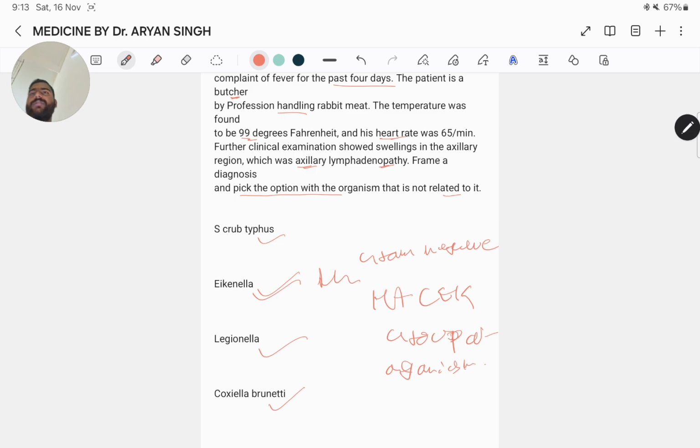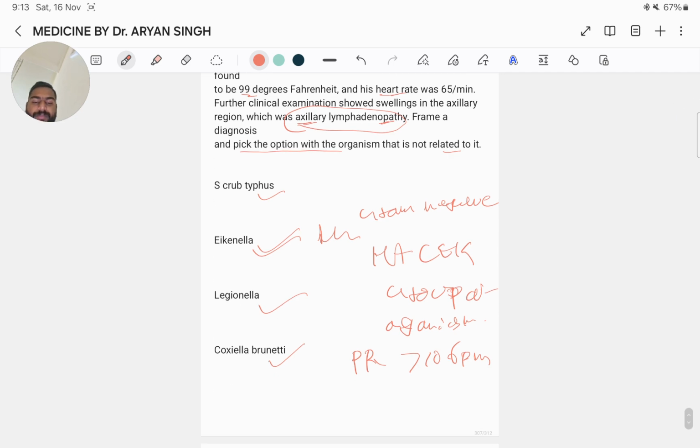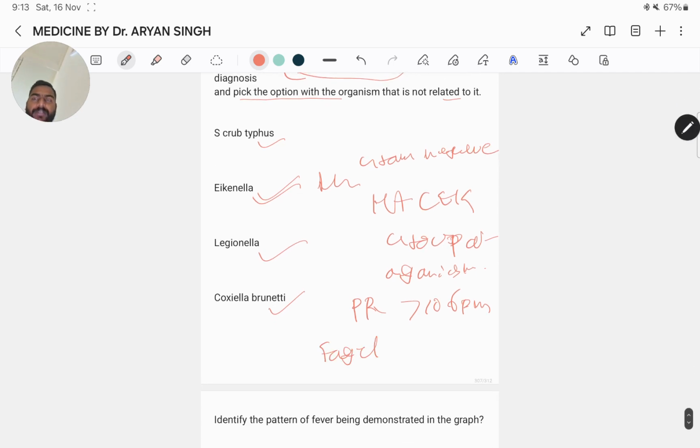Here the question gives hints of the patient handling rabbit meat. The tick bites the person, leading to bacteria entering the body of the hunters and axillary lymphadenopathy. Normally, for every 1 Fahrenheit rise of temperature above 100 Fahrenheit, the PR increases by more than 10 bpm. But the question shows here hypothermia and bradycardia. This is the Faget sign, which is exclusive in the tick-borne infection tularemia.